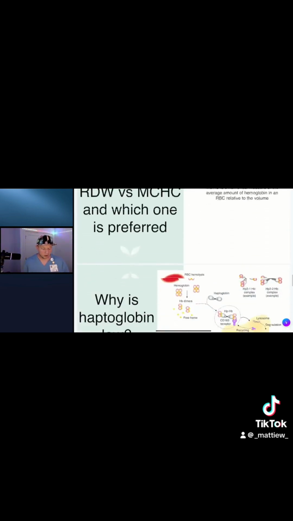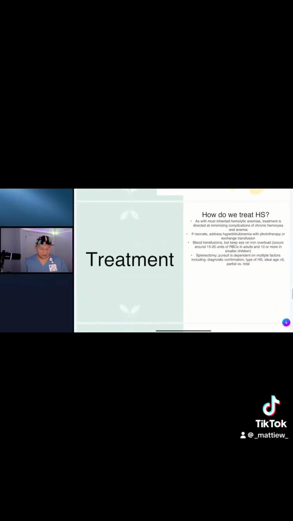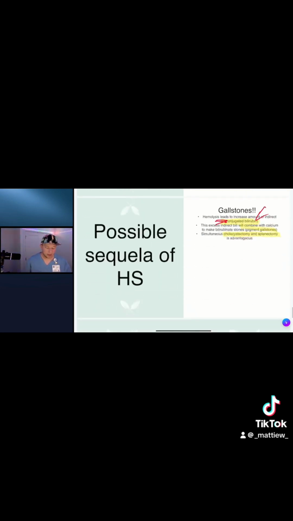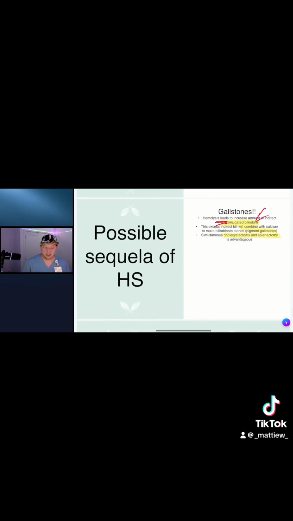Now, what is going to happen? We need to treat this. So the biggest thing that you're going to want to do is minimize the complications of chronic hemolysis and anemia. So you want to check for hyperbilirubinemia, which just means that you have really high levels of bilirubin, and splenectomy is one of the main ways to treat it. That way you can get it out of the body and your body can try to function normally. So what's the possible sequela of HS?